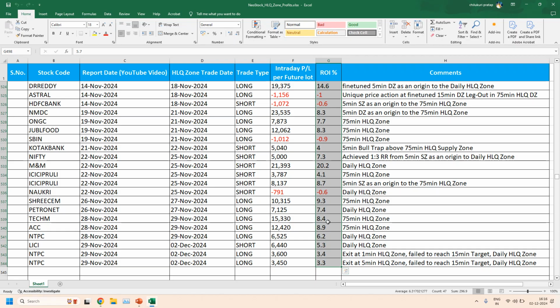If anybody would have taken all these 47 trades, let us assume, the total sum is, you might have got 296.9%. That means close to 297% ROI you might have achieved on all these trades.